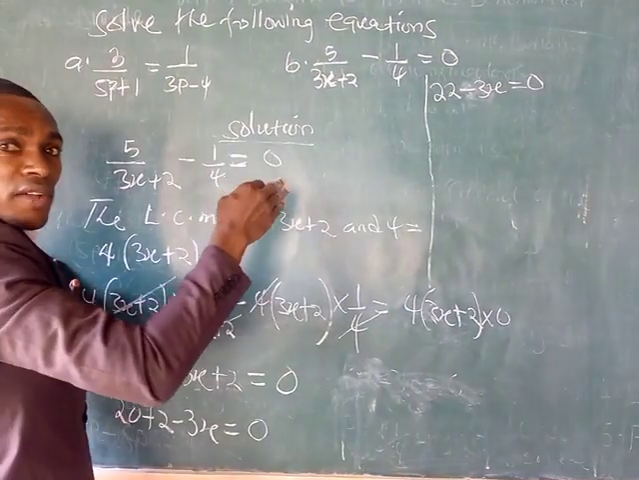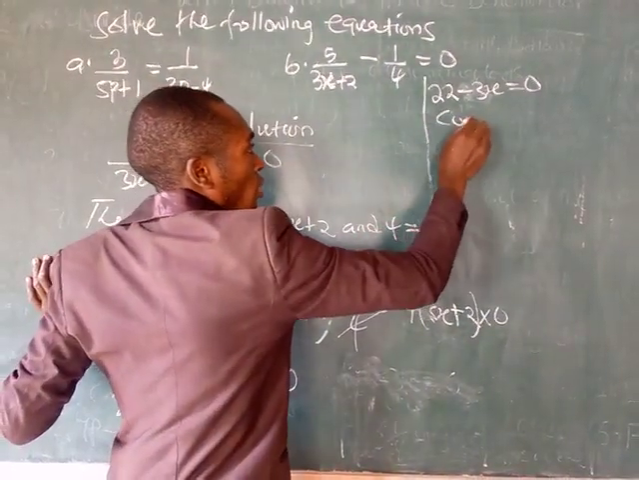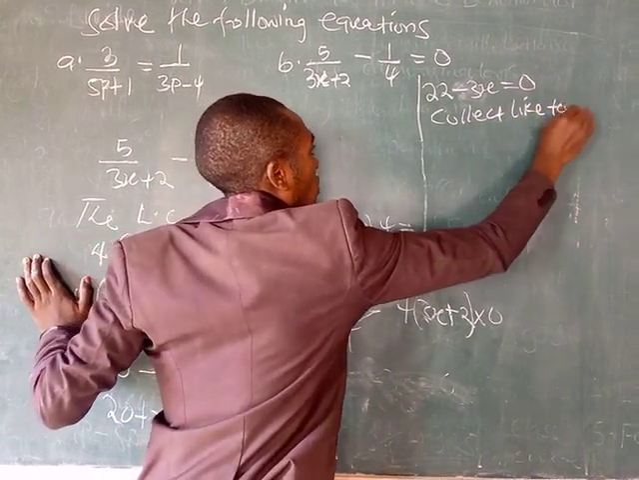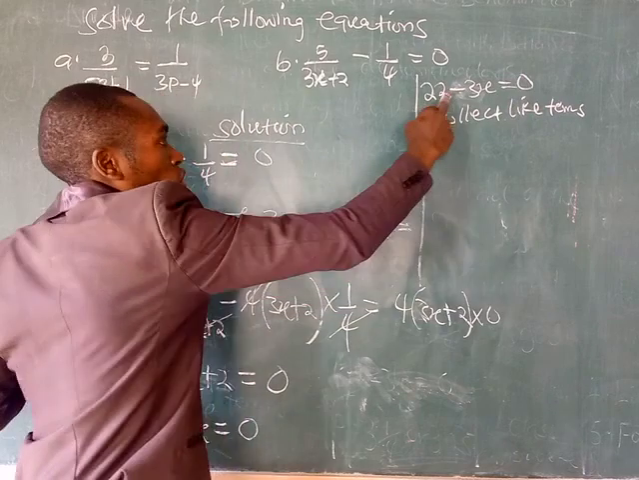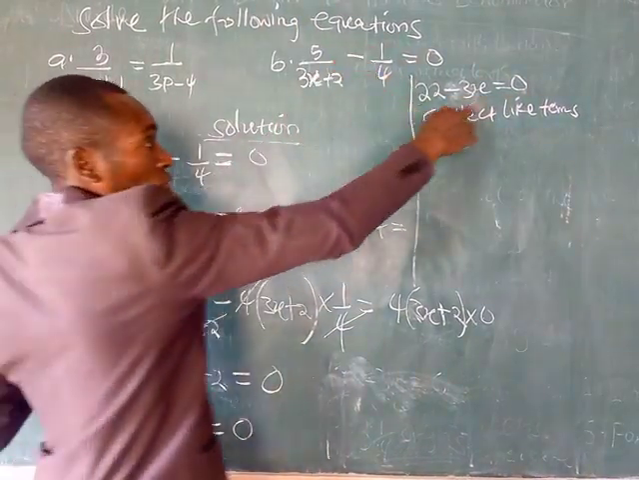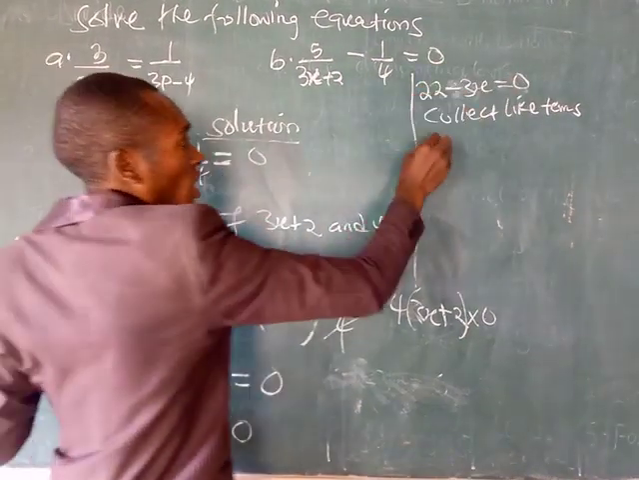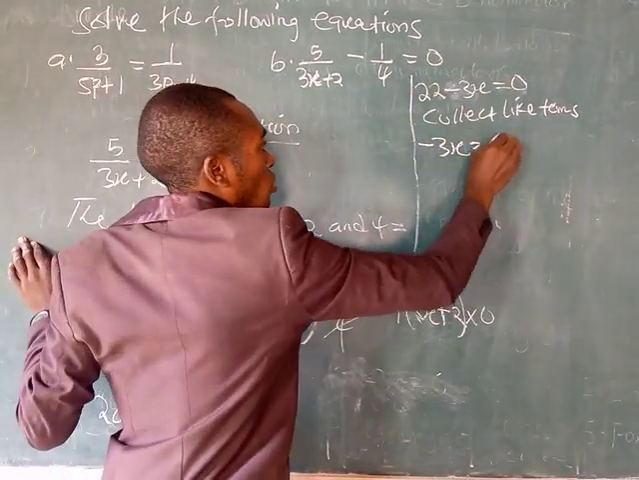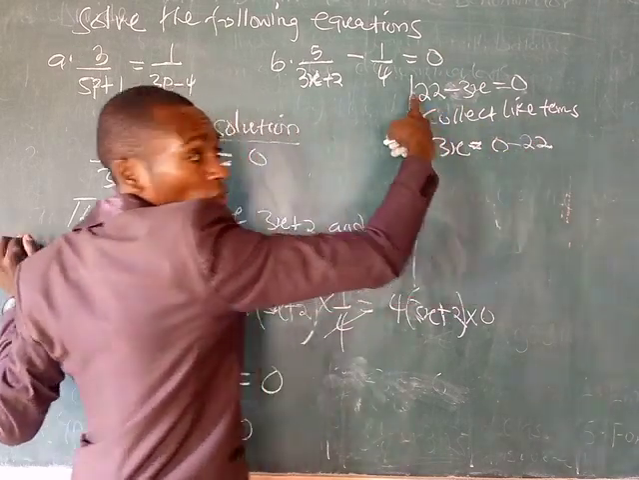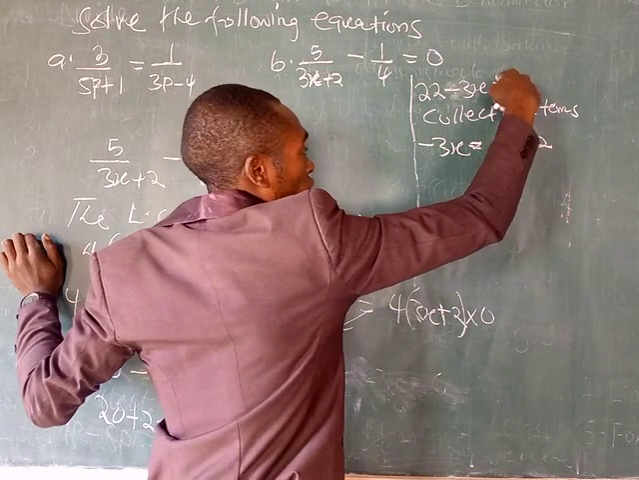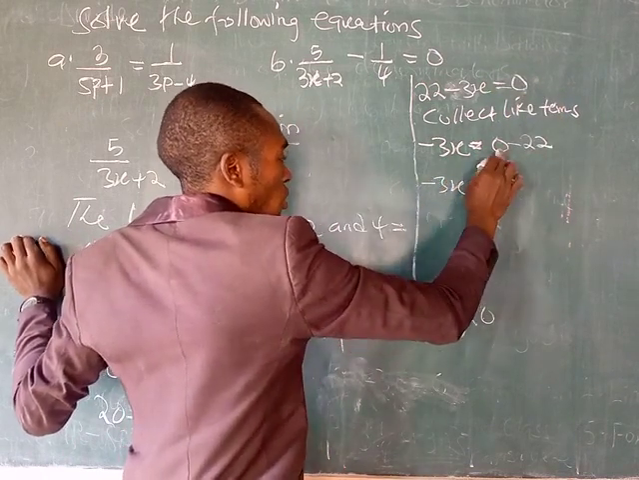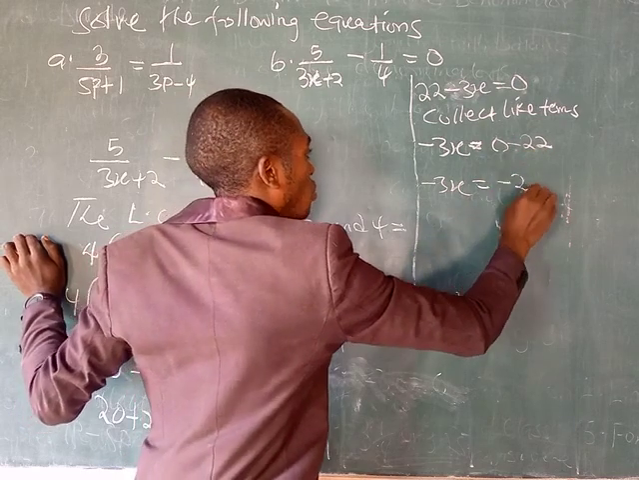Now, what we're going to do here is collect like terms. 22 and 0 are like terms. So 22 is going to cross the sign of equality to the other side. So what we have here is minus 3x equals 0 minus 22, because this is the same thing as plus 22. Crossing the sign of equality becomes minus. So minus 3x equals 0 minus 22, which is minus 22.